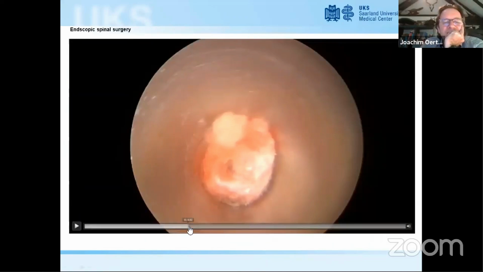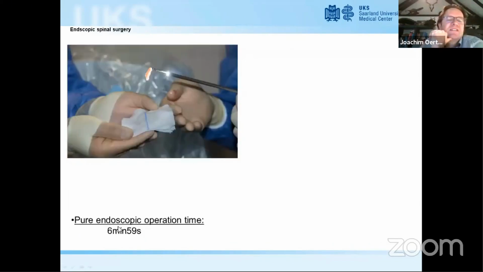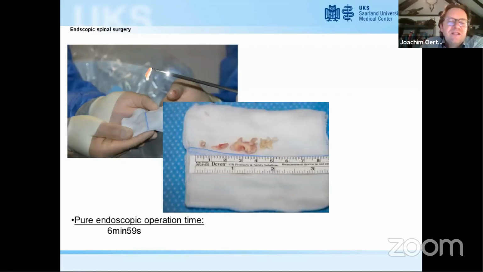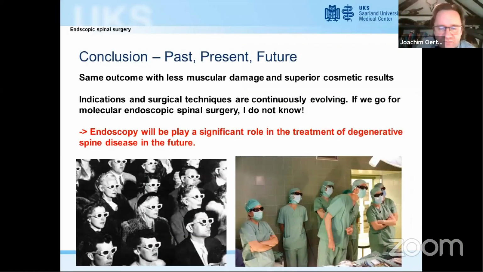And this is a typical case when we have a huge sequester like this. This was done in 6 minutes, 49 seconds. However, we only use this technique in soft disc prolapses, intraforaminal or extraforaminal. Everything which is in the spinal canal, and particularly we have a lot of old patients, an aging population, and you have to drill a lot and mobilize the tissue, then I think it's better to use an interlaminar approach.